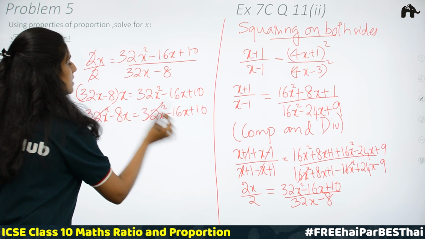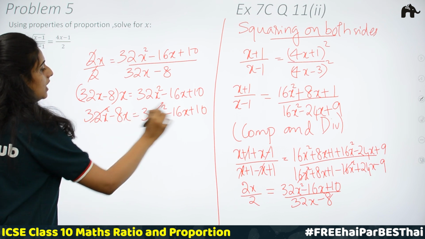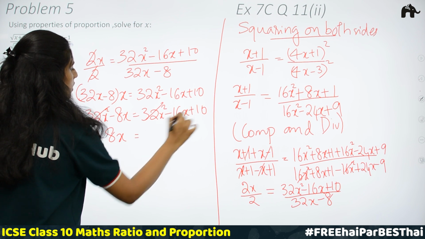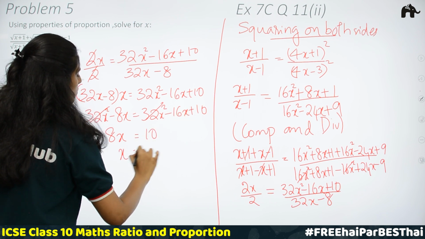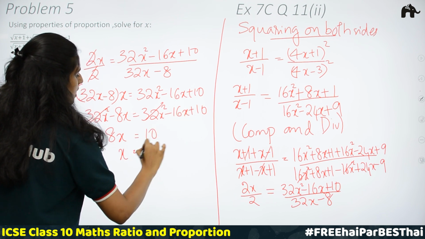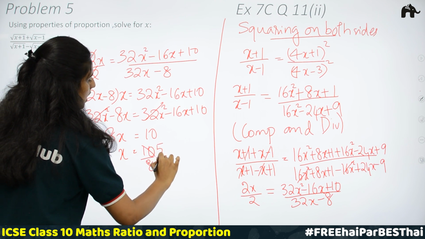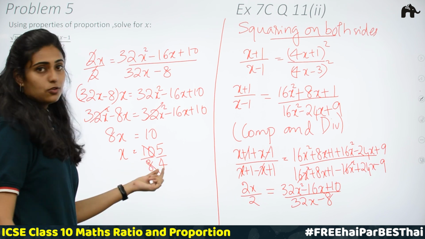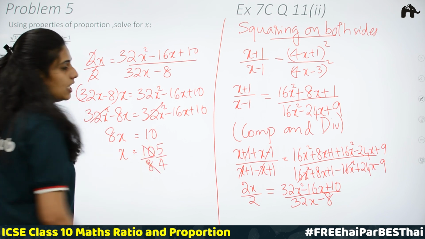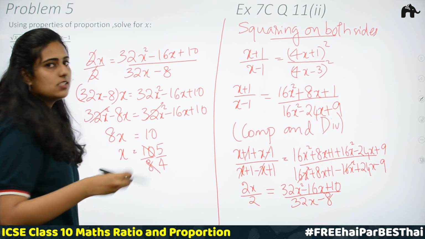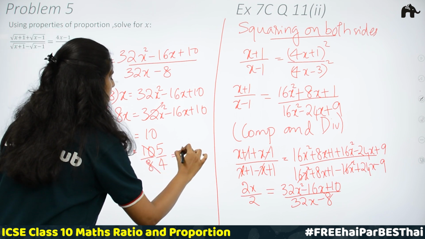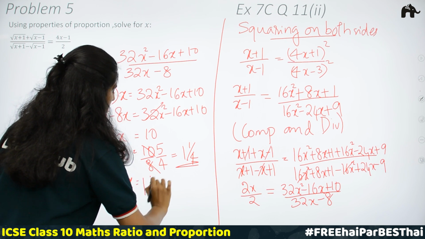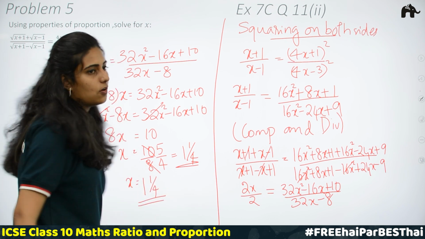Bringing this minus 16x to the opposite side, minus 8x plus 16x, that is 8x is equal to 10. Then x is equal to 10 by 8 or 5 by 4. 2 into 5 is 10. 2 into 4 is 8. Okay. This is the improper fraction. Just to convert this into a mixed fraction, we will be getting 1 1 by 4. Okay. x is equal to 1 1 by 4. This is the value of x.